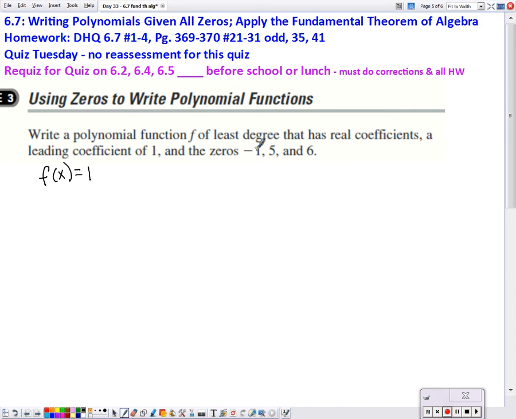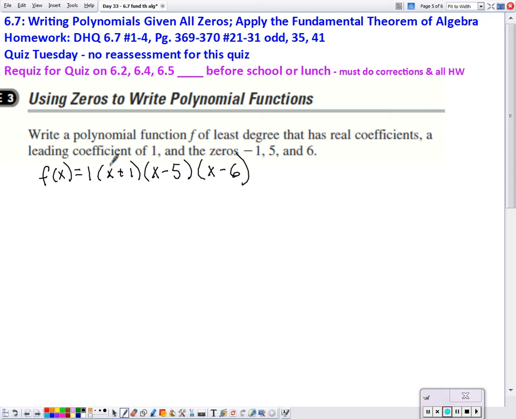If I have a zero of -1, that means I've got a factor of x plus 1. If I've got a zero of 5, that means I've got a factor of x minus 5. And if I've got a zero of 6, I've got a factor of x minus 6. So I'm in pretty good shape. I have my polynomial in factored form. We really want to put these into standard form.